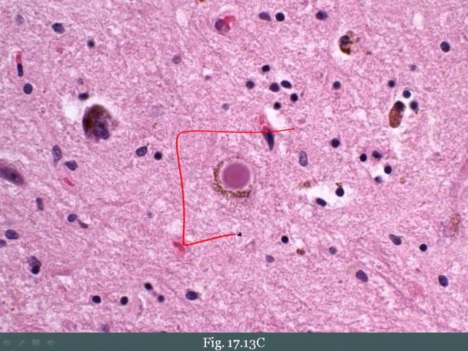Now here, I've highlighted for you a neuron, and notice that within this neuron, you've got this round structure, which is called a Lewy body, and board examiners like you to know that this Lewy body is composed of alpha-synuclein, very high yield. This round Lewy body is composed of alpha-synuclein, and again, that's the hallmark of Parkinson's disease.